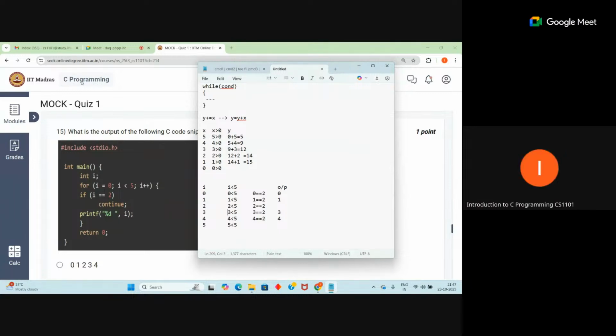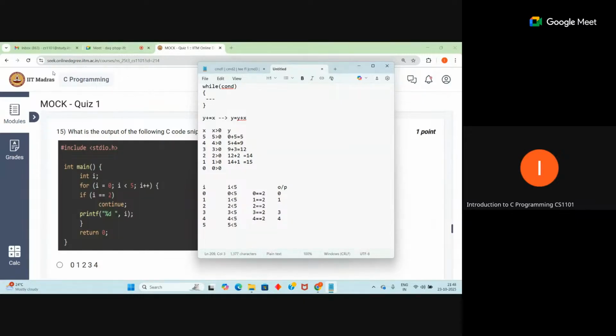After 2, our I is equal to 2, it bypasses the 2 and starts with 3. Yes. If it is a break, it will bypass the entire remaining loop. If it is continue, it will bypass the remaining statements of the current iteration and go to the next iteration. Whereas if it is a break, it will bypass all the remaining iterations.